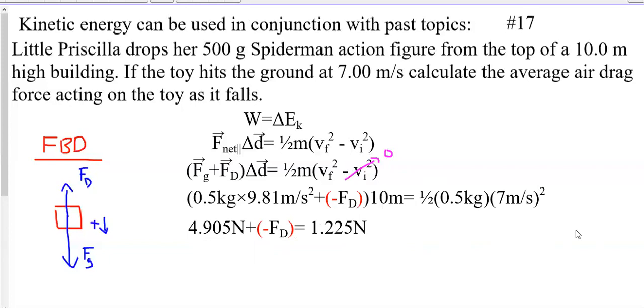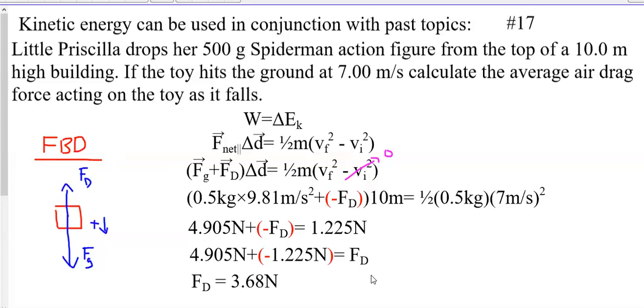So we end up with roughly 4.9 newtons minus my air drag force should be equal to about 1.2 newtons. I'm keeping the extra digits. So if I manipulate my equation, if I bring this 1.2 newtons to the left-hand side and bring this air drag force to the right-hand side, it looks like that. It's just a matter of finishing it off, and you can find the magnitude for your air drag force to be roughly 3.7 newtons in strength.